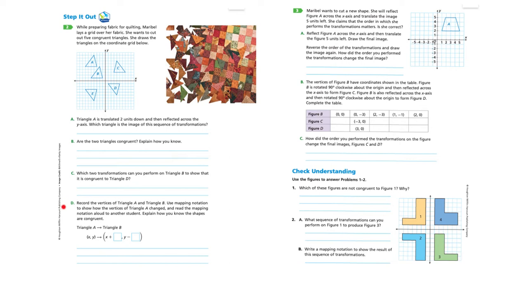So that's what you'll do for D. So if you need to go back and review that mapping notation, you can do that. So pause there and do number 2, and then we'll move on to number 3.